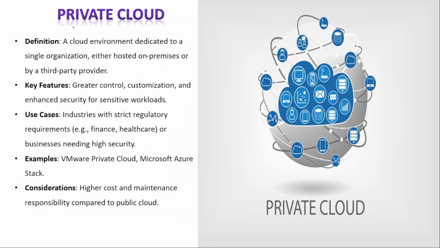The second deployment model is the private cloud. As the name indicates, it is private to an individual organization. It is a cloud environment dedicated to a single organization, either hosted on premises or by a third-party provider. Key features include greater control. Of course, it is owned by the organization, so the organization has 100% control over their cloud, customization, and enhanced security for sensitive workloads.